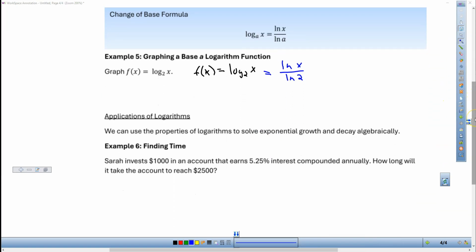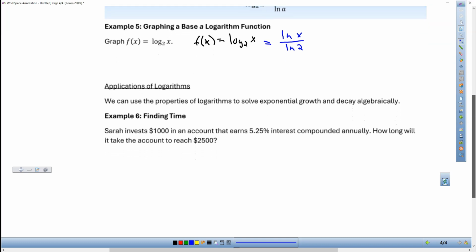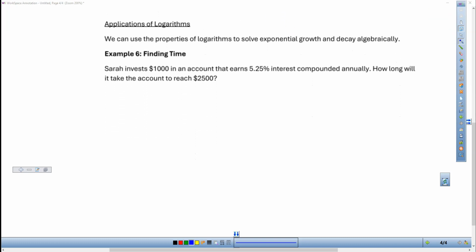Now, logarithms are really, really useful, and we can use them in many different ways. One of the ways that we can use logarithms is to solve exponential growth and exponential decay algebraically. And here we have an example of a compound interest problem, but we're going to be using logarithms to help us out. So here we have Sarah investing $1,000 in an account that earns 5.25% interest compounded annually.